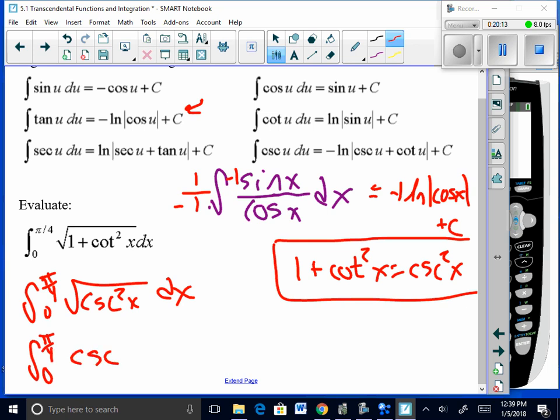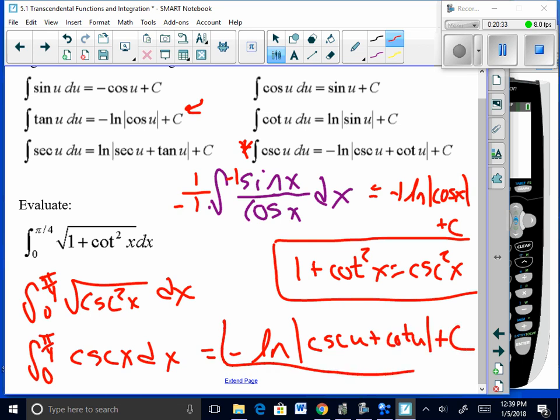So I get cosecant x dx. And then we just look up our handy-dandy rules up here, and I see what cosecant is. So I now know that this would equal negative natural log absolute value cosecant u plus cotangent u plus c. Yes, I forgot that this was a definite integral. Sorry, and I shouldn't have put u there. I should have put an x, because x is what my problem had as the variable.